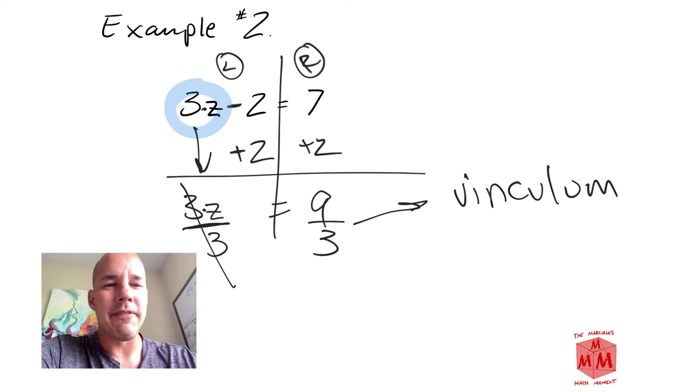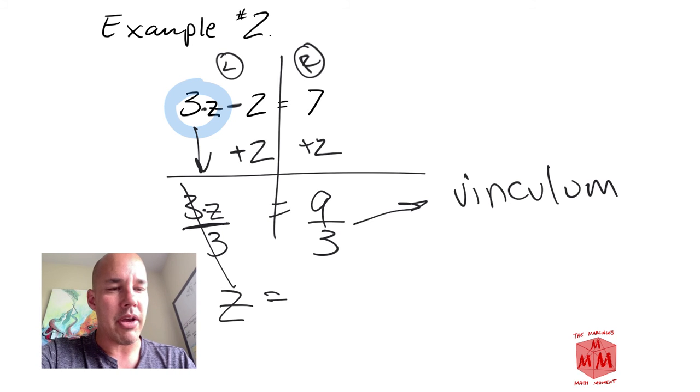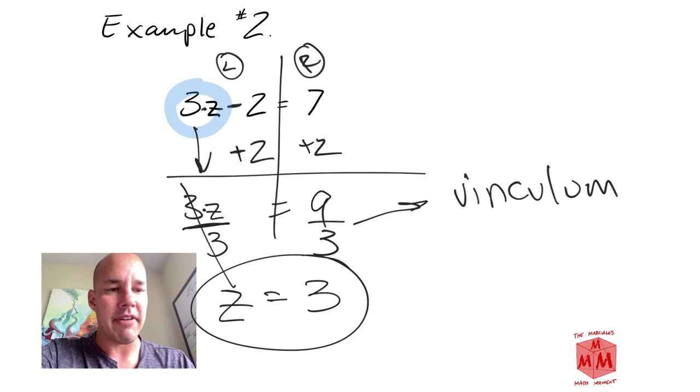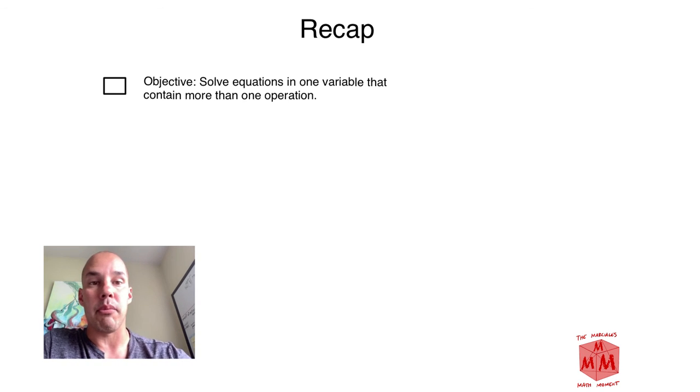3 divided by 3 is 1, so I have 1z. We don't need to write the 1. When we write z by itself, it's implied that there's only one of them. Equals 9 divided by 3, which is 3. Final answer. Quick recap. Our objective was to solve equations in one variable that contain more than one operation.